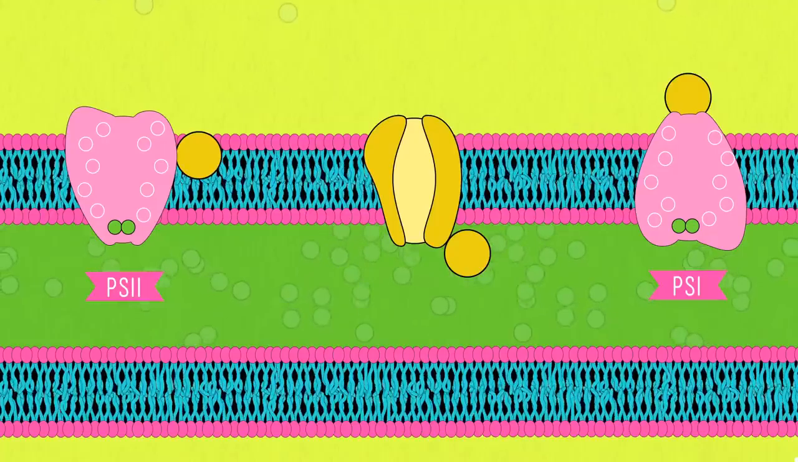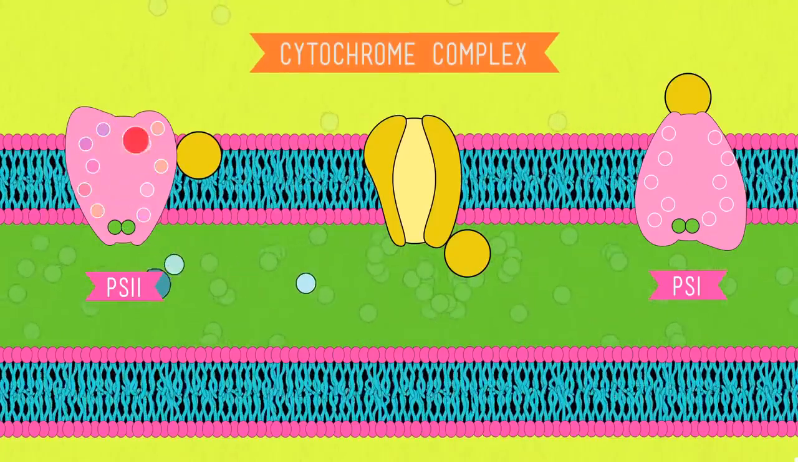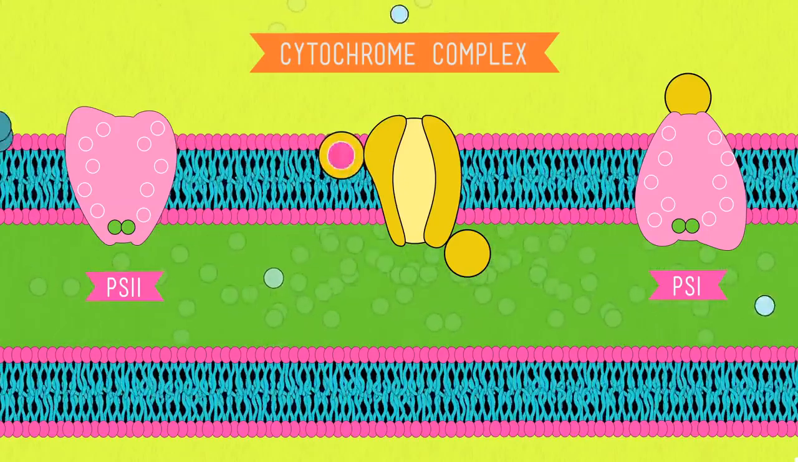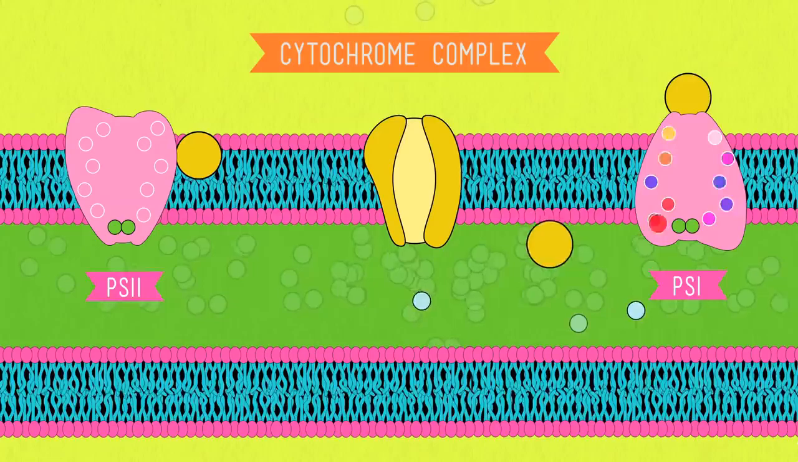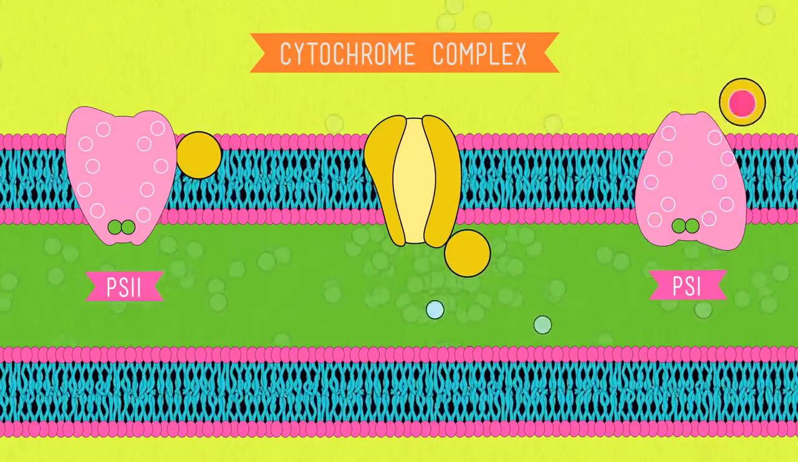gross. Now remember, all energized electrons from PS2 have been picked up by electron carriers and now are being transported to the second protein complex, the cytochrome complex. This little guy does two things. One, it serves as an intermediary between PS2 and PS1, and two, it uses a little bit of that energy from the electron to pump another proton into the thylakoid. So the thylakoid's starting to fill up with protons.